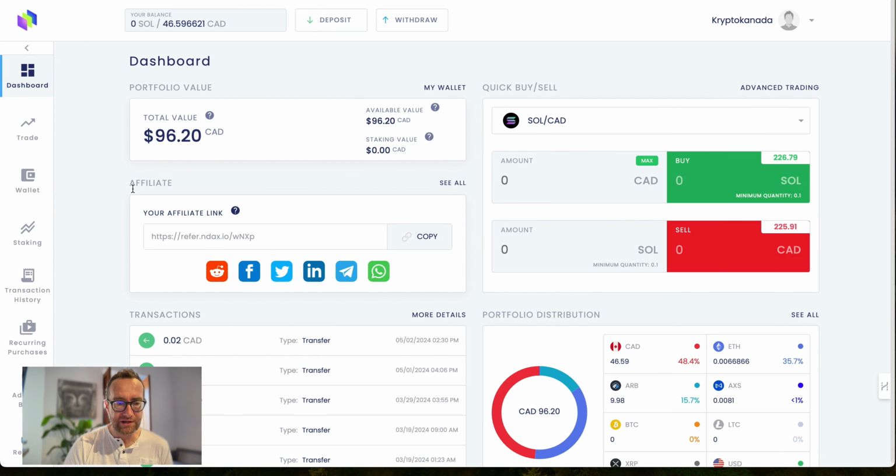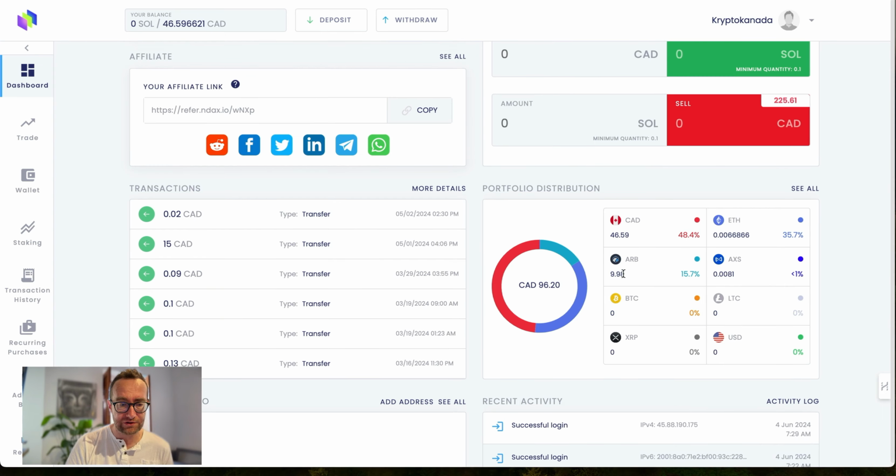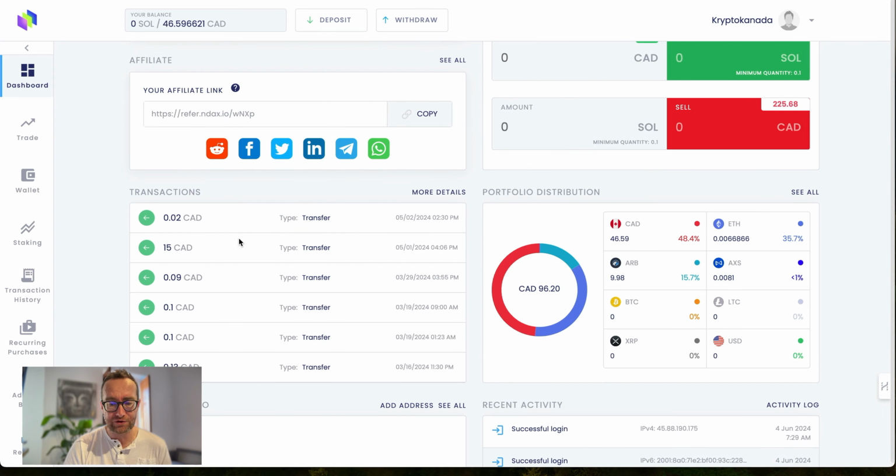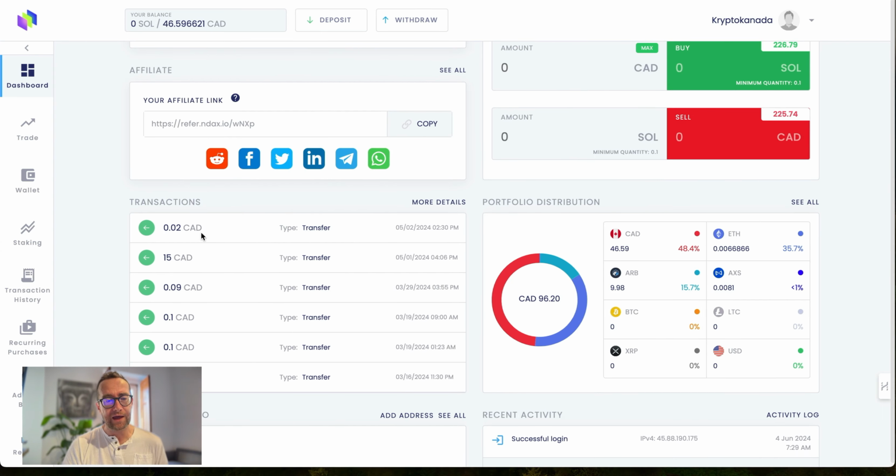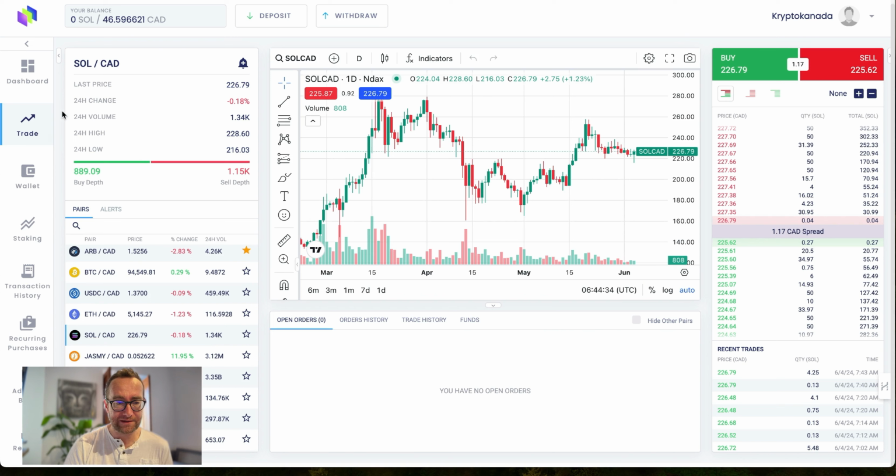So this is the dashboard, and you can see the portfolio distribution here on a nice little chart. And then you can see all the transactions here. And you'll actually see some of these transactions because as an affiliate, you'll earn a very small part of the trading commission. But it is interesting because they've decided to share that with their affiliates. It doesn't cost you anything more, but it is interesting nonetheless.